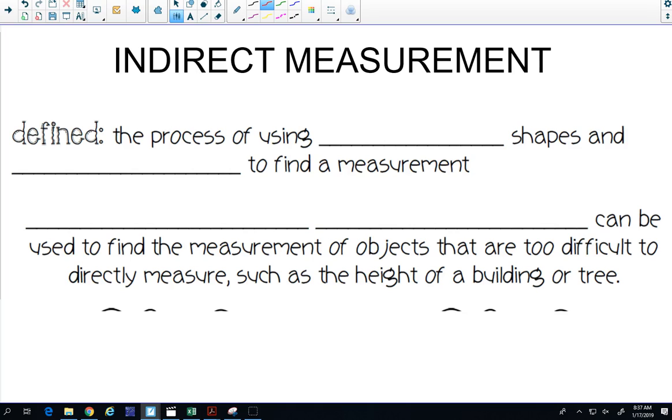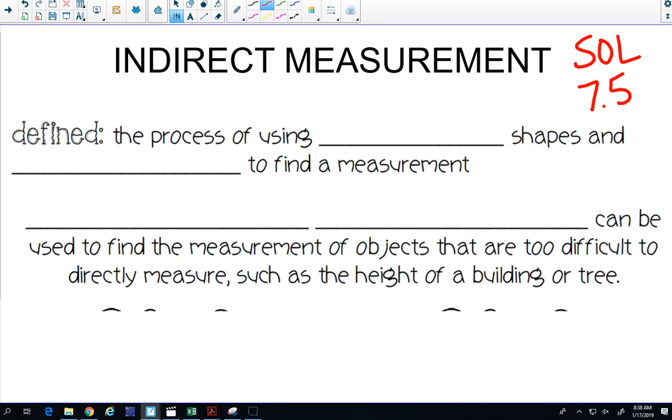Hi students, this is Miss Cave with a lesson on indirect measurement, and the SOL for this, for Virginia, is 7.5. We're using similar figures, what we learned about similar figures, to answer practical problems or real life problems. Today we're going to be looking at how to find the missing side length of two similar shapes, and then we're going to apply it to an indirect measurement problem.